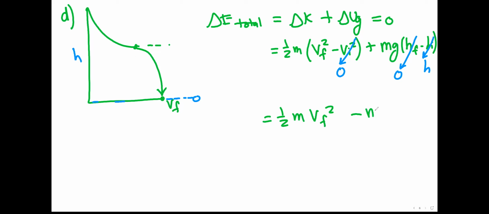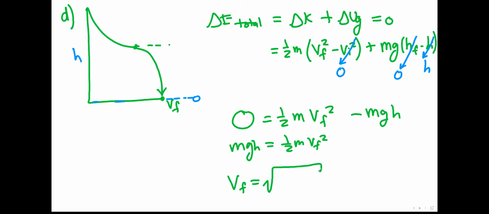Continuing on. They want us to find, so the total change in energy is 0, and they want us to solve for VF. So here we can put the MGH on the other side, and we just do a square root, right? Square root of 2GH. That's what they got in Richard Epps solutions too.